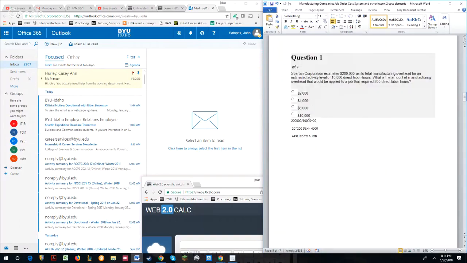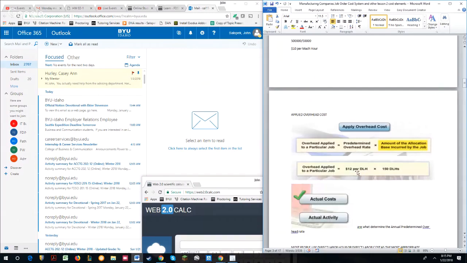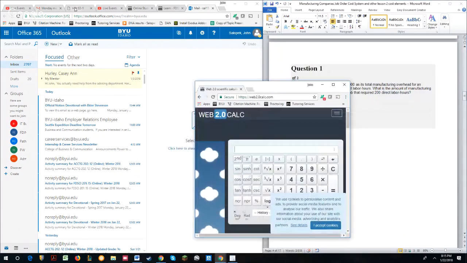So what we have to do is take our estimated total manufacturing overhead and divide it by our direct labor hours, or whatever applied hours, to get our number. Then we times that by the direct labor hours. Really this is the predetermined overhead rate times the amount of allocation base incurred by the job to get our overhead applied to the job. So we divide to get the per unit and then times it by how many units.